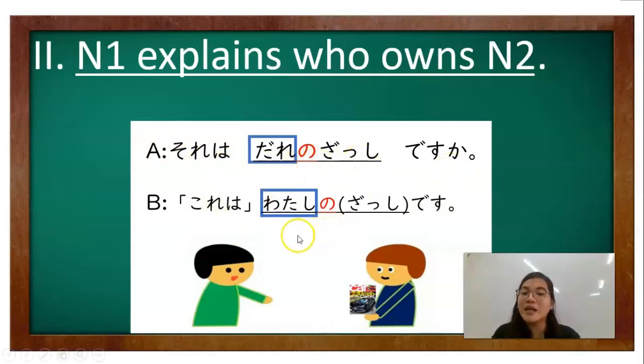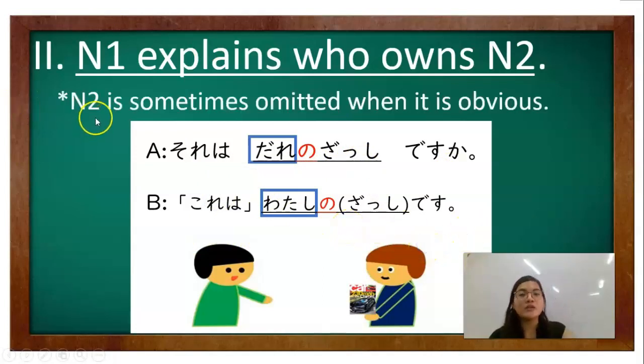これは私の雑誌です。 Note that no is sometimes omitted when it is obvious. So you can just remove kore wa and zasshi, and just say watashi no desu. It's mine. Or if it's not yours, you can say it's sensei's magazine, or just say sensei no desu. This is used when it is obvious, or when you are holding that thing.